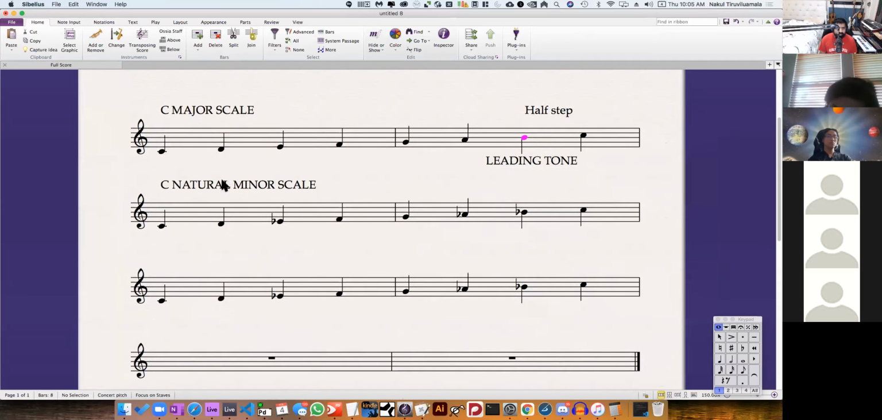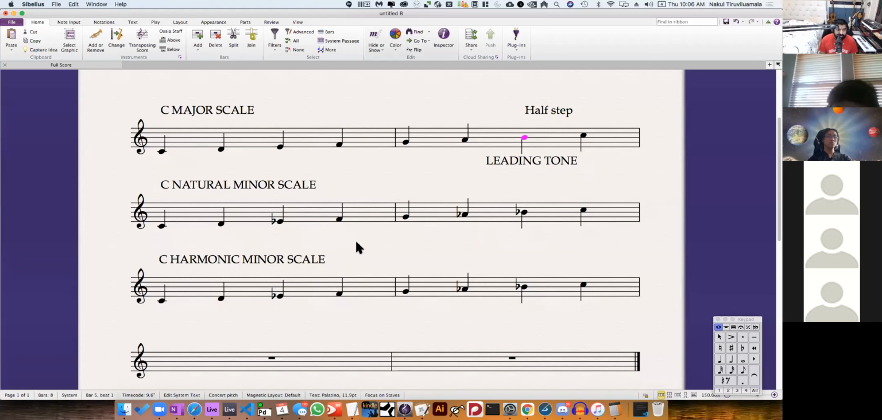I'm going to do the same thing. I'm just going to construct the other scales. Basically, what I'm going to try to show you is that if the interval between the next to last note of the scale and the final note of the scale is a half step, this particular note is thought of as the leading tone. Okay?